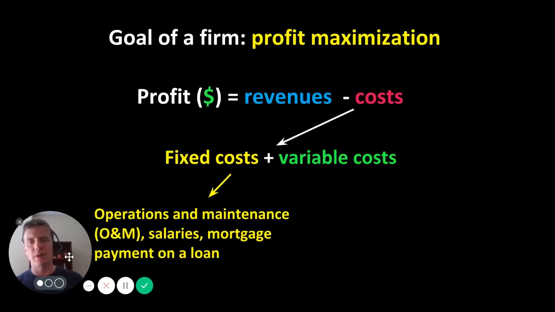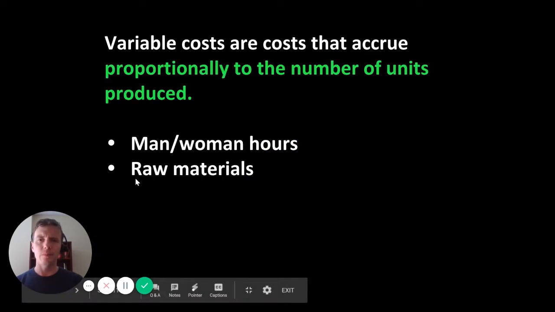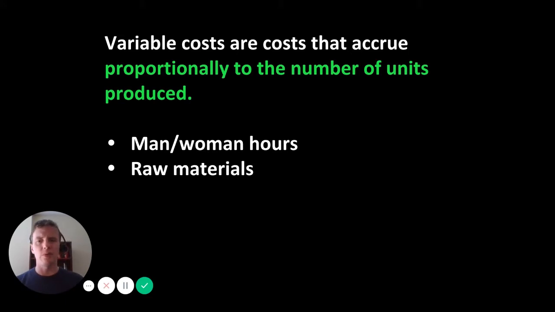So those are fixed costs, and now let's talk about variable costs. Again, variable costs are ones that accrue proportionally to the number of units that are produced, right? So you could think of, if you were paying factory workers an hourly wage, and each hour of work for a person contributed to a number of units that were produced, that means that the more units you produce, the more person hours that go into that process, and so you'd have to pay people more.